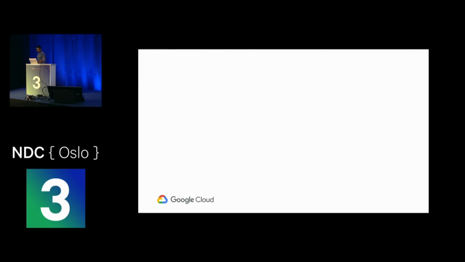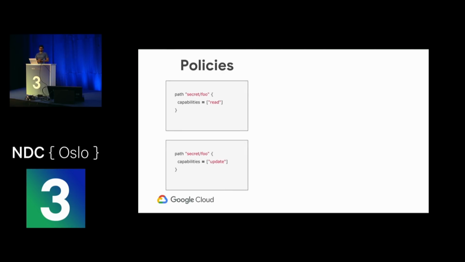So let's say you have 2 policies. These are key values, right? The first policy says you are allowed to read from secret foo, and the second policy says you're allowed to update things in secret foo. So now you have these 2 policies. You can map those to roles. So let's say we have 3 roles.